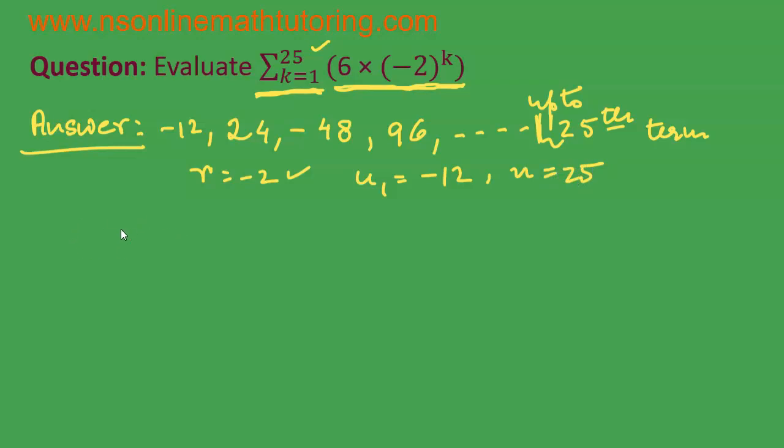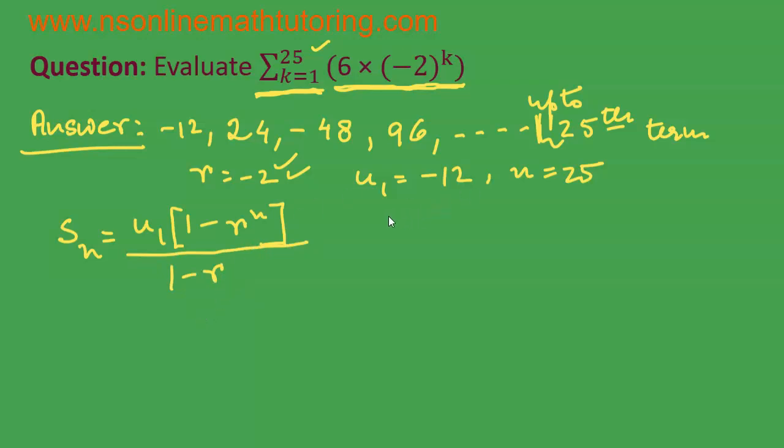So we can apply the formula for the summation of the first n terms of a geometric series, where the first term is U1 and the common ratio is r. I am taking this formula because r is less than 1: 1 minus r to the power of n over 1 minus r.